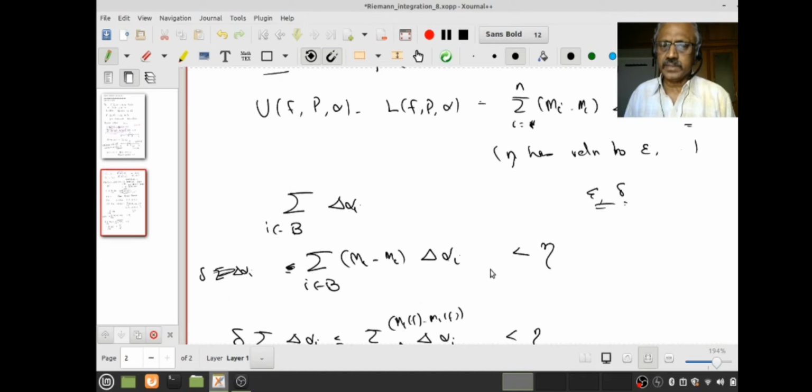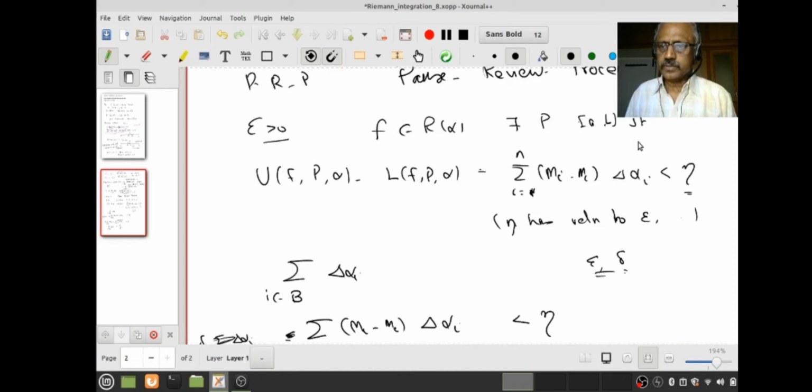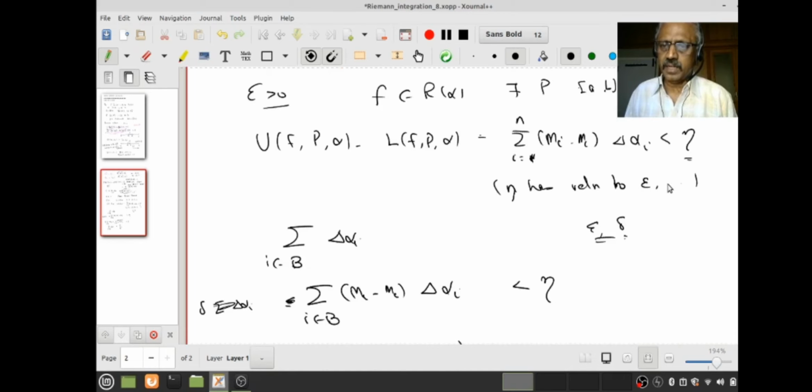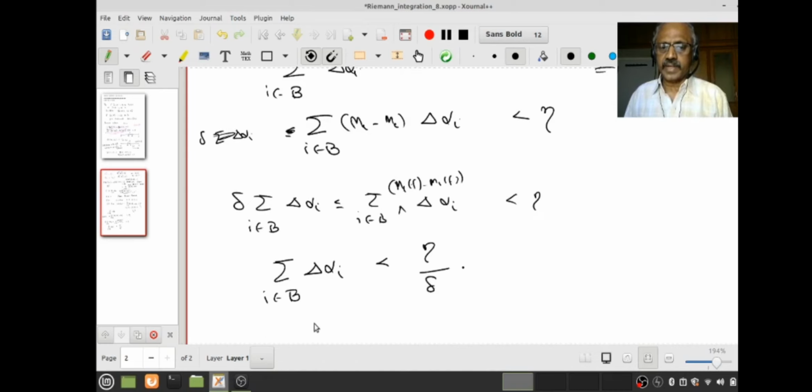So all it says is, you give me an epsilon, then delta is fixed. Therefore for any eta positive, I can always find a partition P so that the summation of delta alpha I varying over the bad intervals will be less than eta by delta. All this I have proved. Have you understood? Pause, review, proceed.